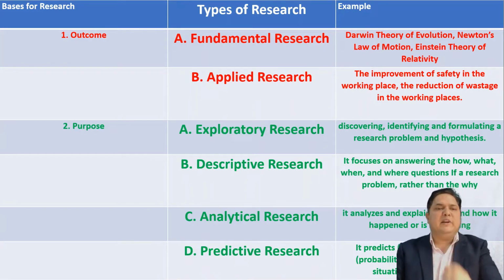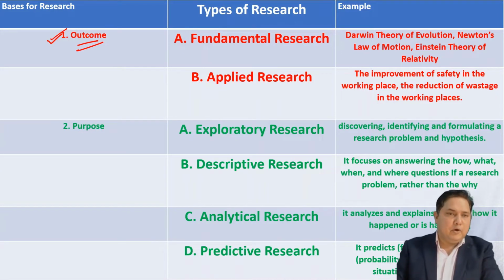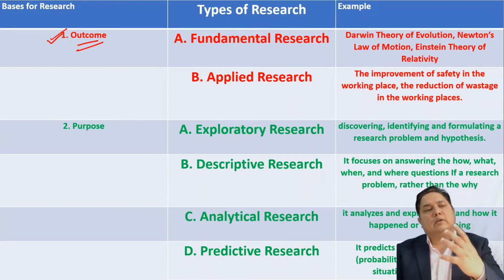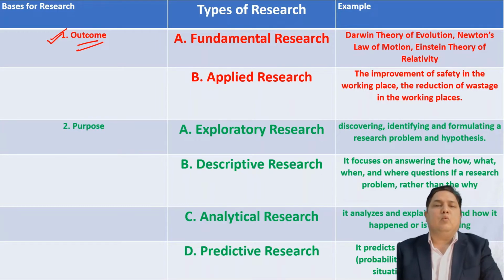There are various bases. On your left-hand side, the first base is outcome. I have taken this basis from the Kothari book, and in his book he says that the first basis for research type is outcome. On the basis of outcome, the final result, what type of research is it? There are two different types: fundamental research and applied research.